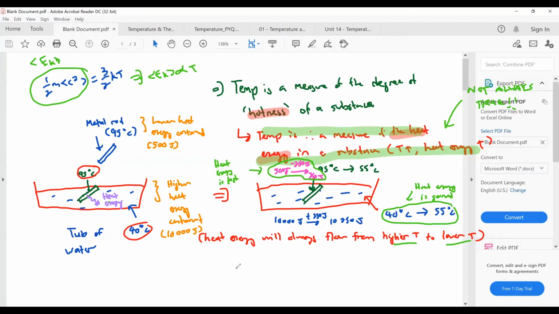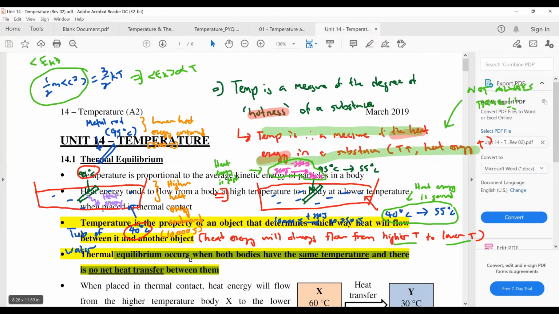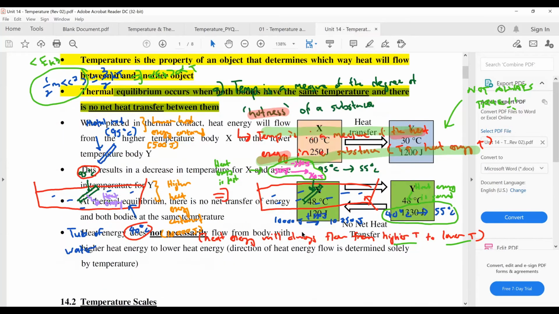All right. So in that case, once you reach this state here, you no longer have any net heat transfer, and your temperature won't change any longer. So that is what this actually means: thermal equilibrium occurs when both bodies have the same temperature and there's no net heat transfer between them. Whatever I just mentioned here is summarized here.